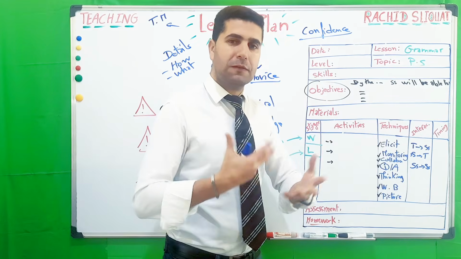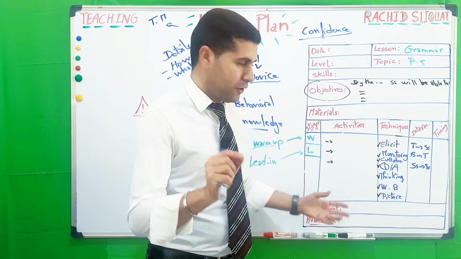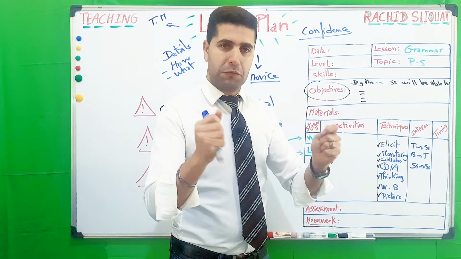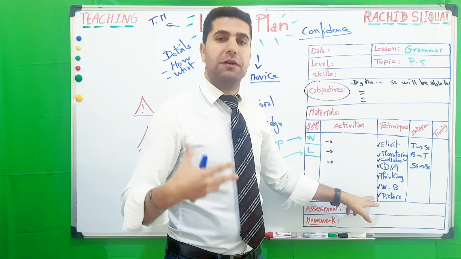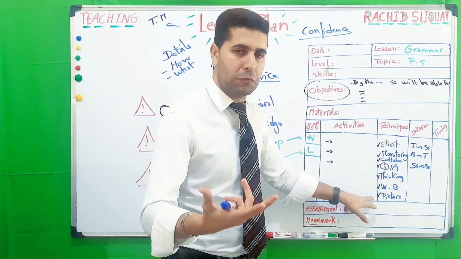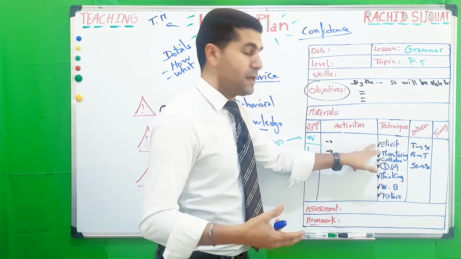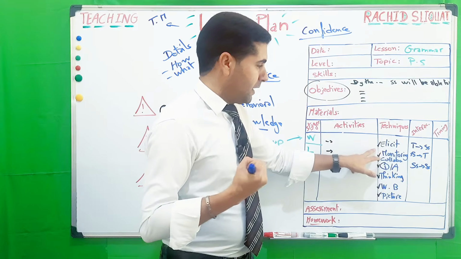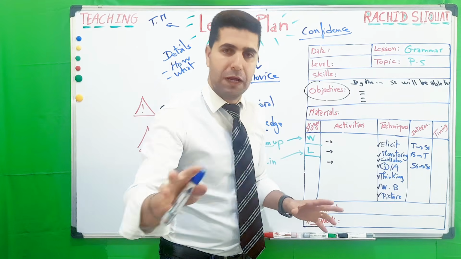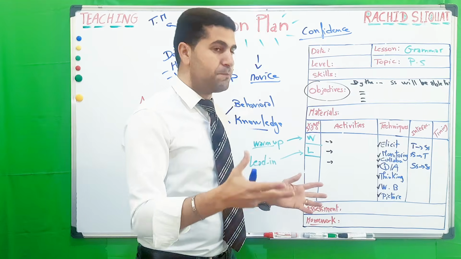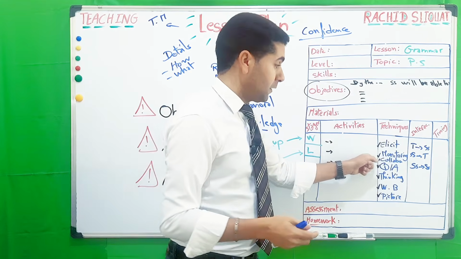Techniques, so the techniques you use in each stage. For example, you might show a picture to students, and that's a kind of picture description. Students are going to describe the picture and you elicit, then you might monitor, which means you give the floor to each one, or you move around the class to check whether students are working. That's a kind of monitoring.